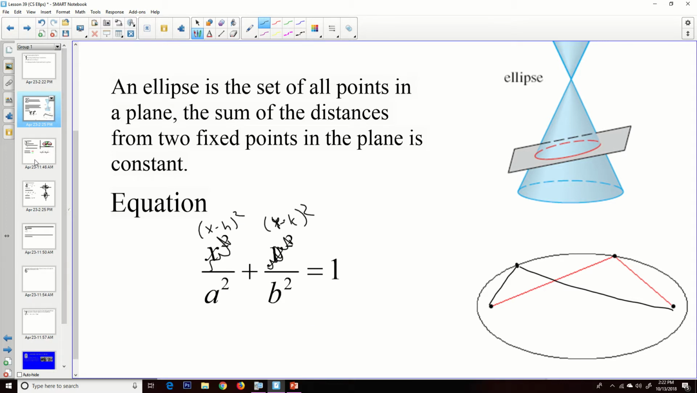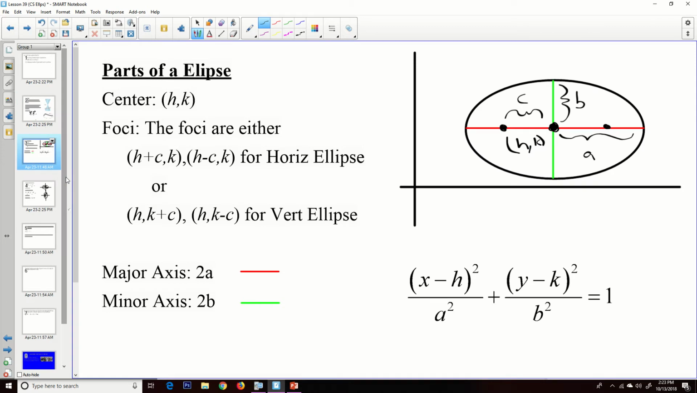There are two types of ellipses. Let's start talking about the points. The center of the ellipse is going to be that h and k. The foci, the two points that you're measuring the constant distance to points on the ellipse, are going to be h plus c comma k and h minus c comma k for a horizontal ellipse. It'll be h comma k plus c and h comma k minus c for a vertical ellipse.